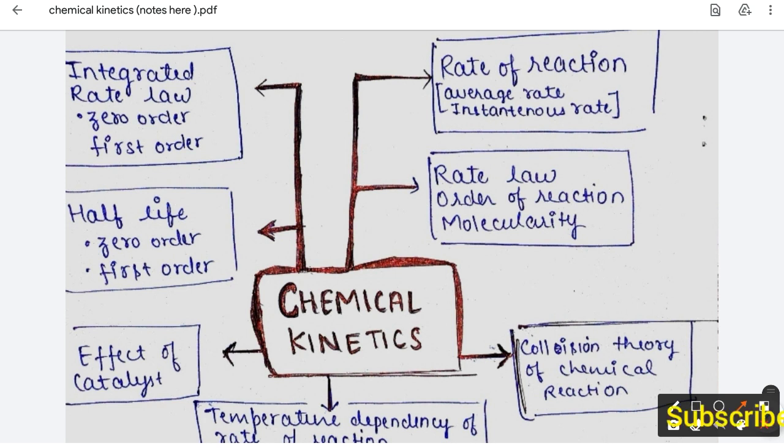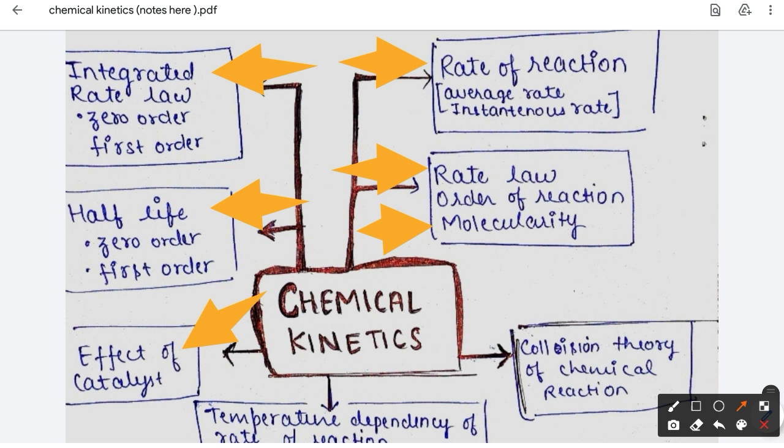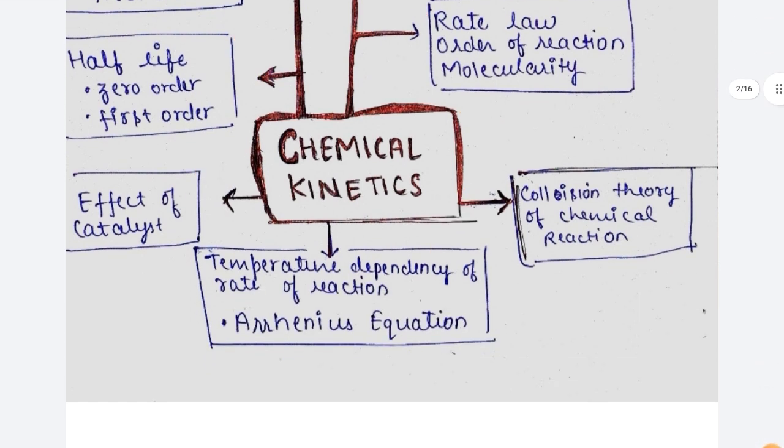So let's start it. In this chapter, we will study about rate of reaction, average rate and instantaneous rate, rate law, order of reaction and molecularity. Integrated rate law for zero order and first order, half-life for zero order and first order, effect of catalyst, collision theory of chemical reaction, Arrhenius equation. So let's start.